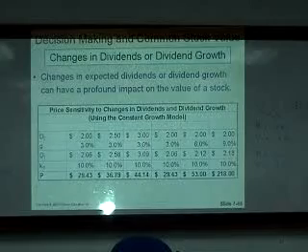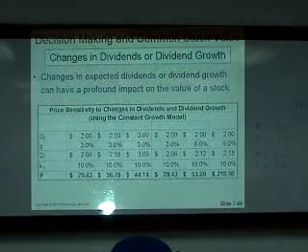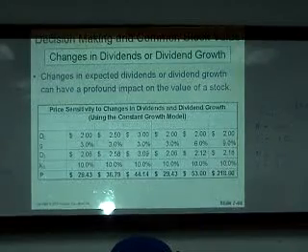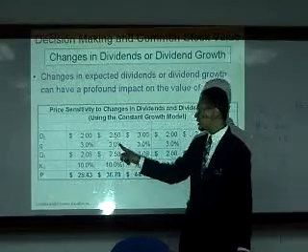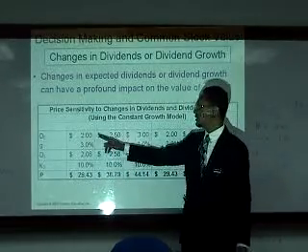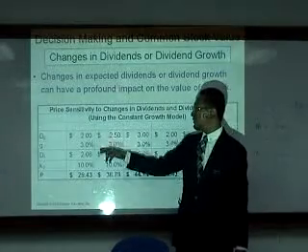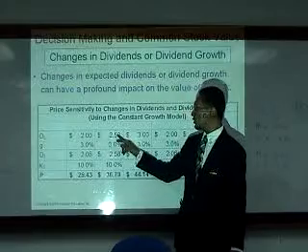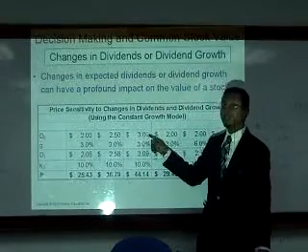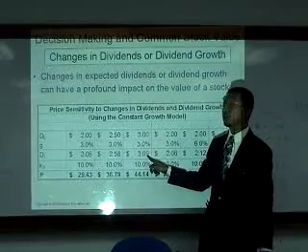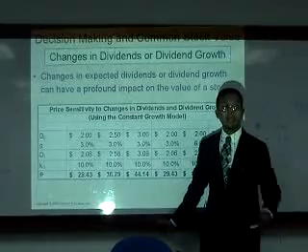So as the dividend increases, the growth is constant, and you can see that the price of the stock will also increase. This is the value of the stock. 3%, 3%, 3% is the same. The difference is this: from 2 to 2.06, 2.5 to 2.58, 3 to 3.09. So the higher dividend you are paying, the higher the value of the stock. Higher dividend, higher value.